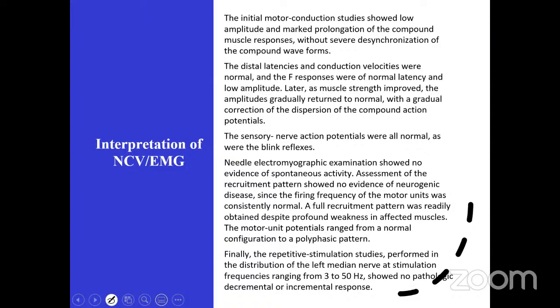EMG showed no evidence of spontaneous activity. Assessment of the recruitment pattern showed no evidence of neurogenic disease, since the firing frequency of motor units was consistently normal. A full recruitment pattern was readily obtained. The MUAP potential ranged from normal configuration to polyphasic. Finally, RNST performed in the distribution of the left median nerve at stimulation frequencies between 3 to 50 showed no pathological decrement or incremental response.